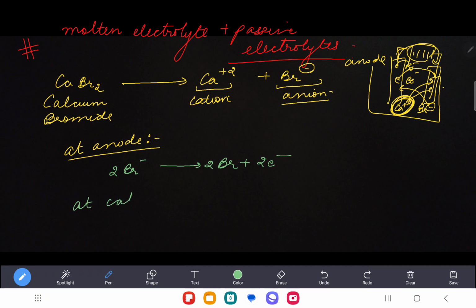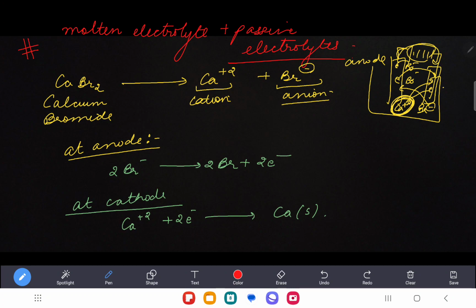And at the cathode, what is going to happen? You tell me. Only Ca plus 2. Ca plus 2 gains 2 electrons to form Ca solid.